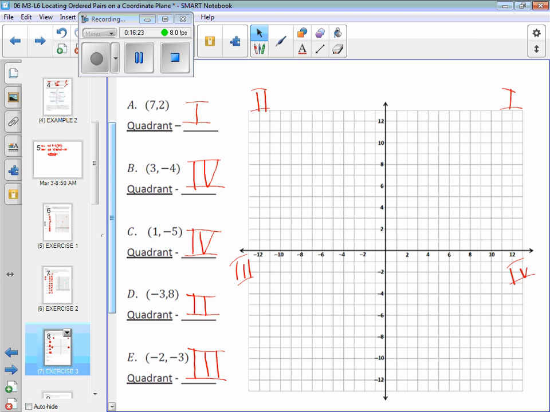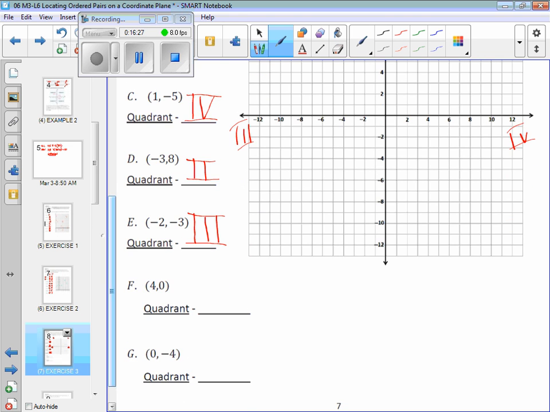Hold on, we're still not done yet. Now this is where I'm kind of interested to see what you did for F and G. Wow, you did a good job. Okay, when you have a point that does not lie in any quadrant and lies on an axis, you don't put a quadrant number. You put the axis it's on. So did everybody get all of these right?